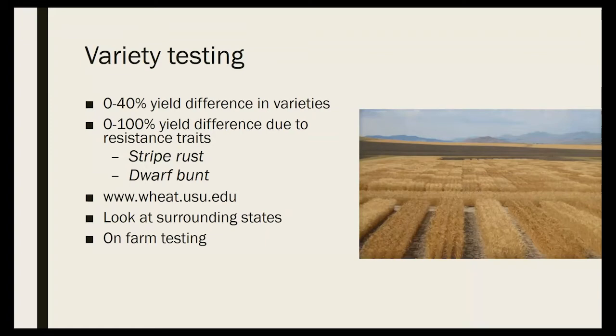At USU, our variety testing information is posted at the USU wheat website, which is there on your screen. But I think it's also important to pay attention to variety testing information from surrounding states. Idaho has a really good wheat commission that supplies money to the University of Idaho to variety test extensively. A lot of similar environments in Idaho, and so that's a great source of information. But depending on where you are, you can look into Colorado and other states that may have similar environments.